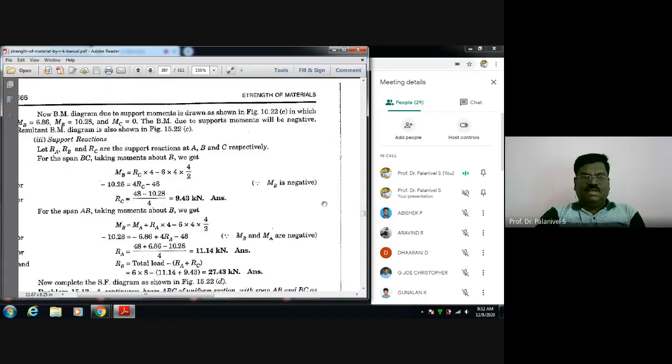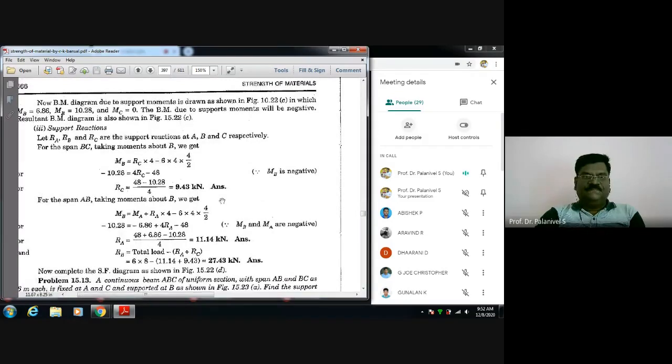So that is why I have written MB, the moment at B, which is a hogging bending moment, with the negative sign: minus 10.28. On the RHS, I have to write hogging bending moment with the negative sign and sagging moment with the positive sign, because already on the LHS I have written the hogging moment with the negative sign. The algebraic sum of these terms is equal to this value. That is how we know the moment at B.